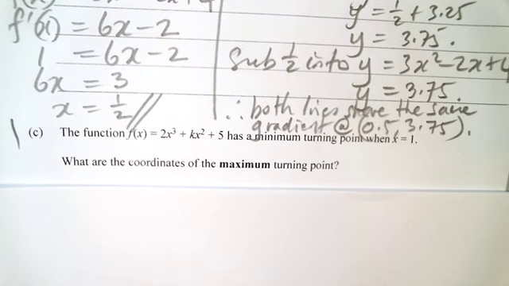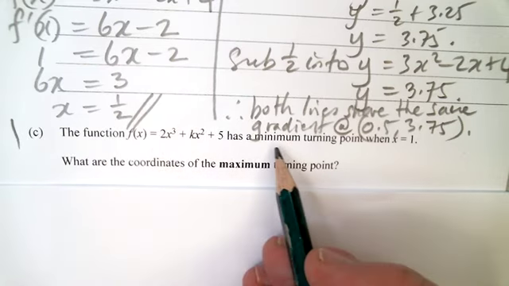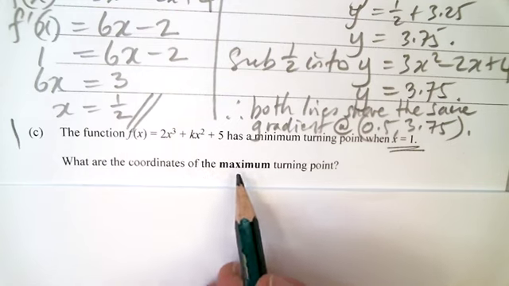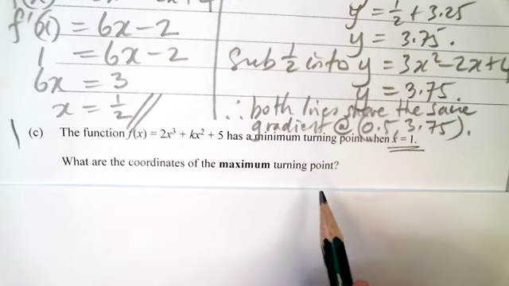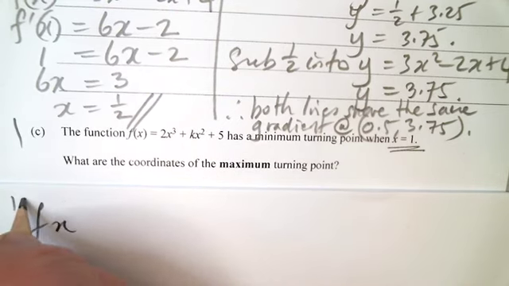All right, let's take a look at 1c. It says we've got a function that has a minimum turning point when x is 1. What are the coordinates of the maximum turning point? So let's first of all write this out. We've got f(x), 1c here. So f(x) is equal to 2x cubed plus kx squared plus 5.